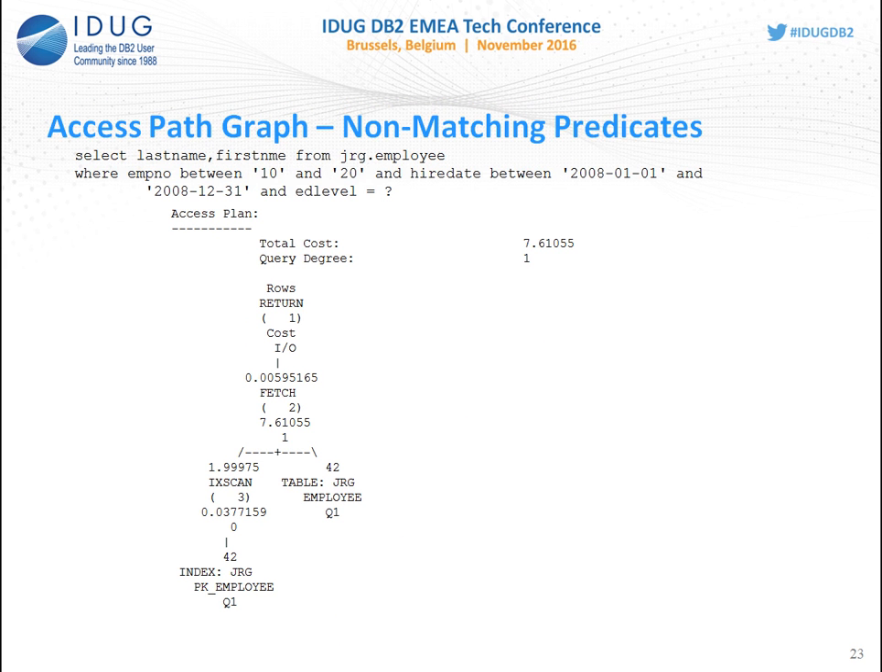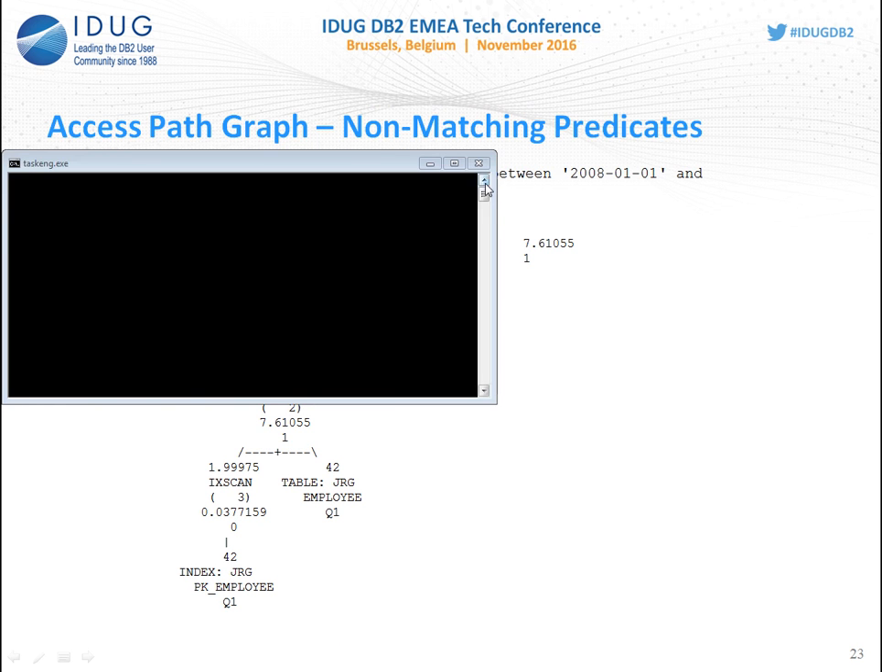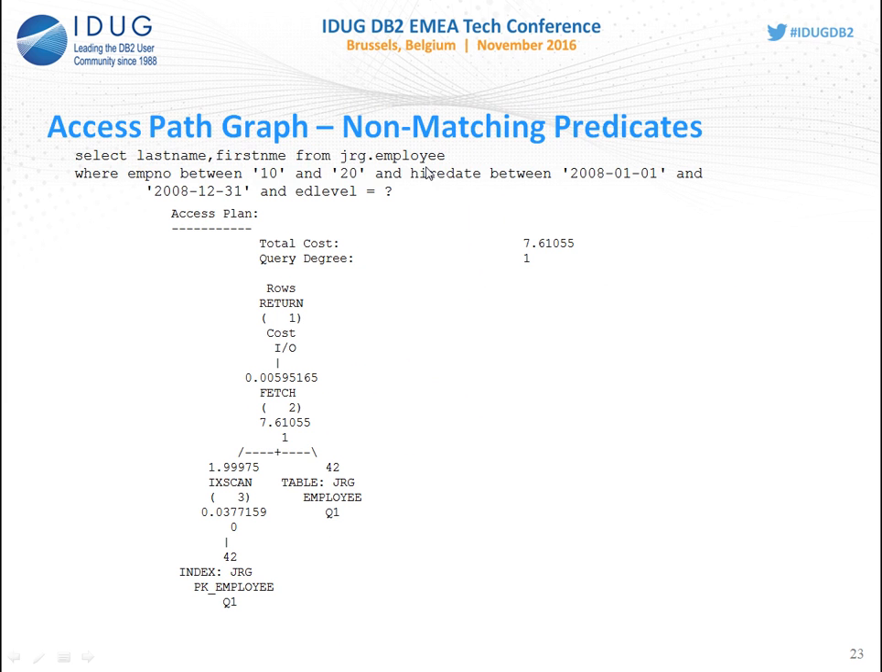In this query, we have an indexable predicate on employee number and a couple of non-indexable predicates. They're not in the index: hire date and education level. The indexable predicate will be associated with the index scan node, and the other predicates with the fetch node when it fetches the row from the table. The employee number was a between, and we can see it's been broken up into greater than or equal to 10, less than or equal to 20. And each of those two has a filter factor associated with it.